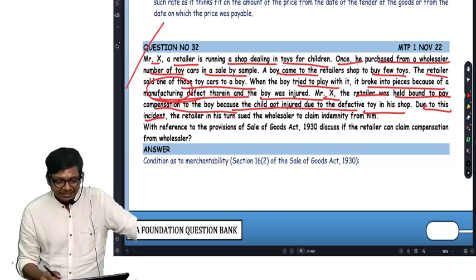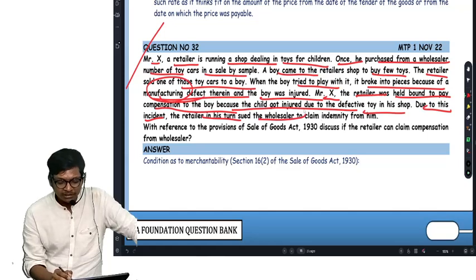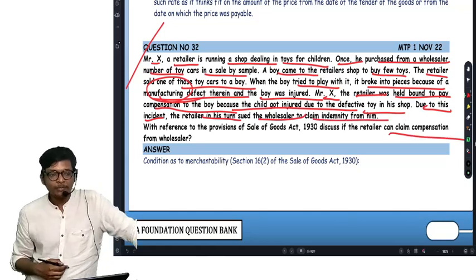Due to the incident, the retailer in turn sued the wholesaler. Hamleys is now calling the wholesaler, saying I bought from you, and claims indemnity. With reference to the provisions, can he claim compensation?